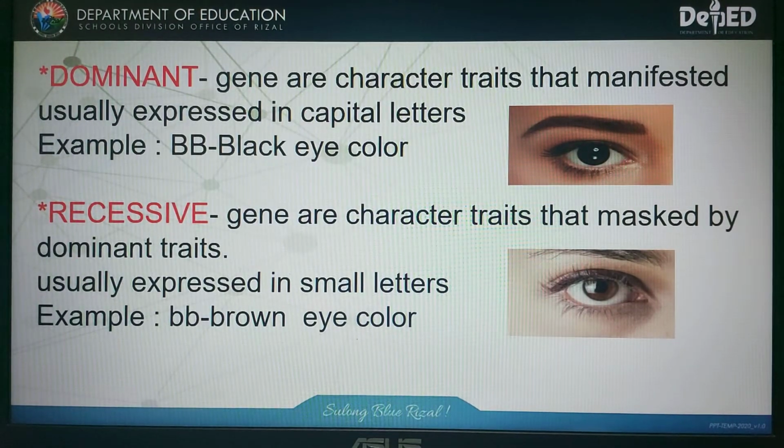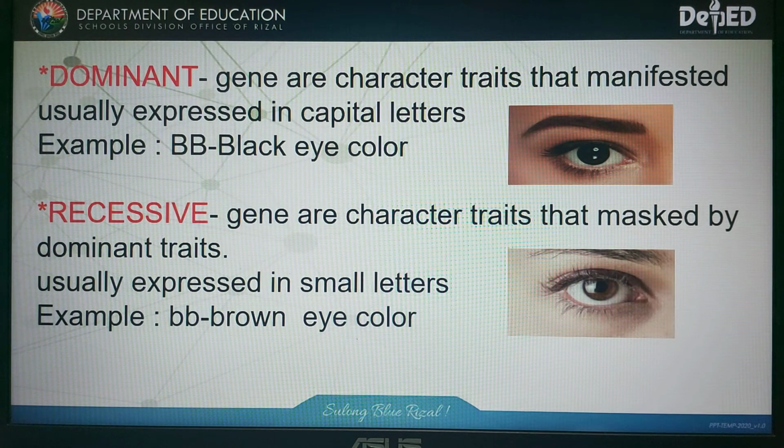Next, let's proceed to dominant. When we say dominant, genes are character traits that manifest, usually expressed in capital letter. For example, capital B stands for black eye color. Recessive genes naman are character traits that are masked by dominant traits, usually expressed in small letters. For example, if capital B is black eye color, small b is brown eye color.